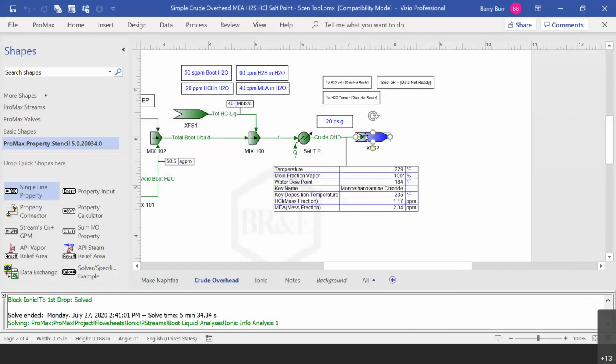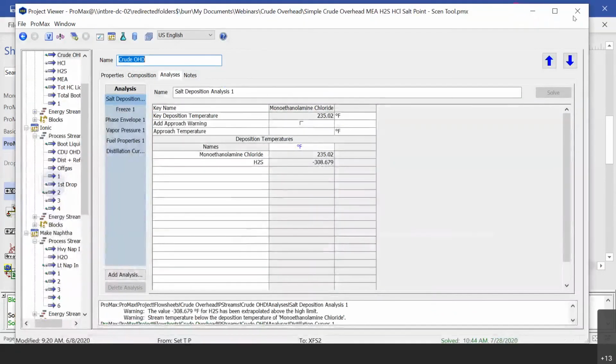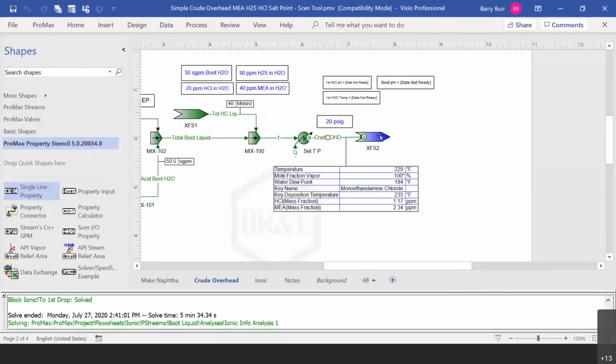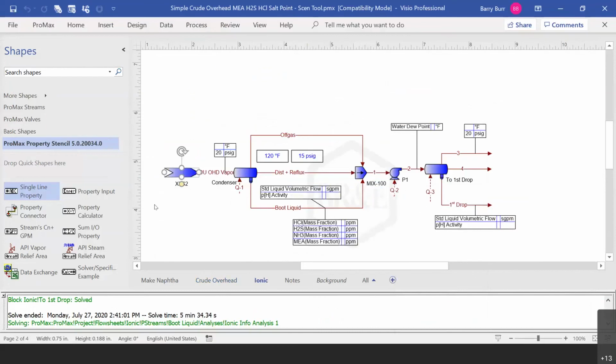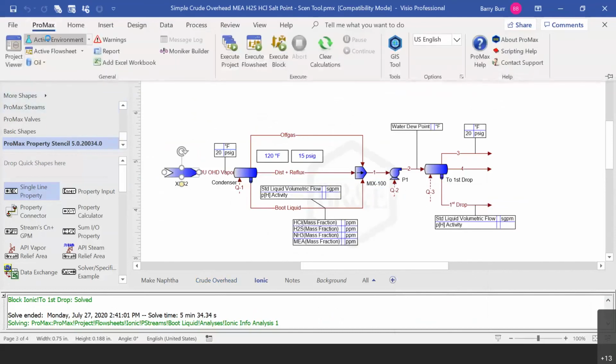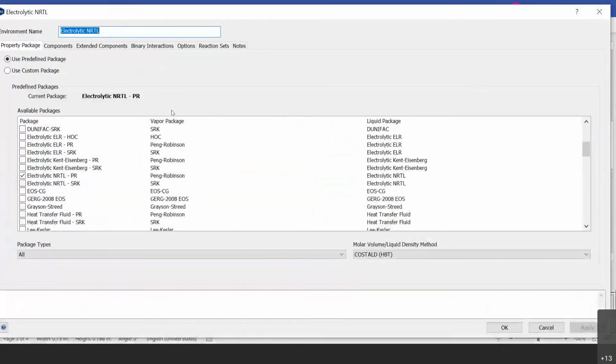Okay, so yeah, that's how we add the salt analysis. And then over here on the ionic info, we see that in the environment, we're using the electrolytic NRTL-Peng Robinson. So it wasn't electrolytic ELR, it was electrolytic NRTL. I can't remember why I chose that. I think I had a reason. I can't remember that right now.